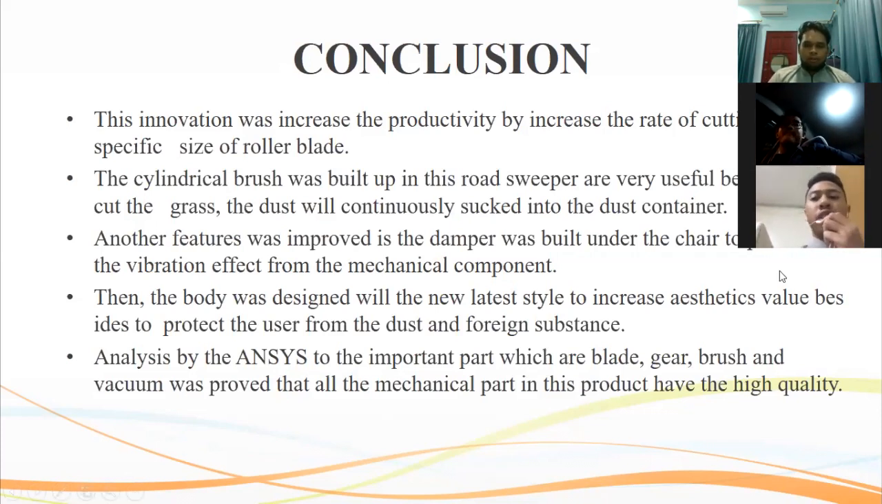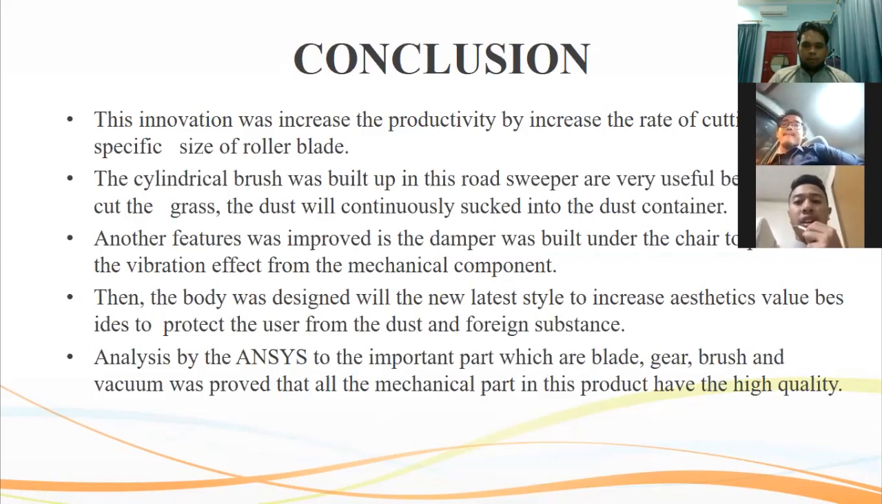So the conclusion that we get from this design is that our design solves the problem statement that we had. In terms of productivity, this road sweeper cut clean can do two things at once. Next, in terms of ergonomic features, we put a damper on the seat to give comfort to the user, and the body also prevents debris and the blade from reaching the user.